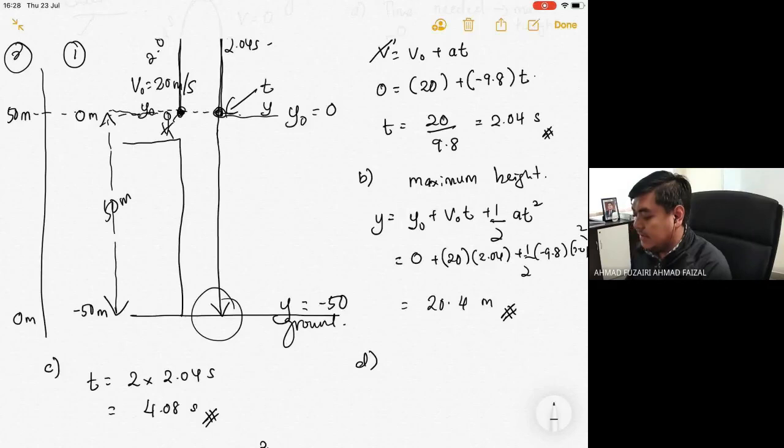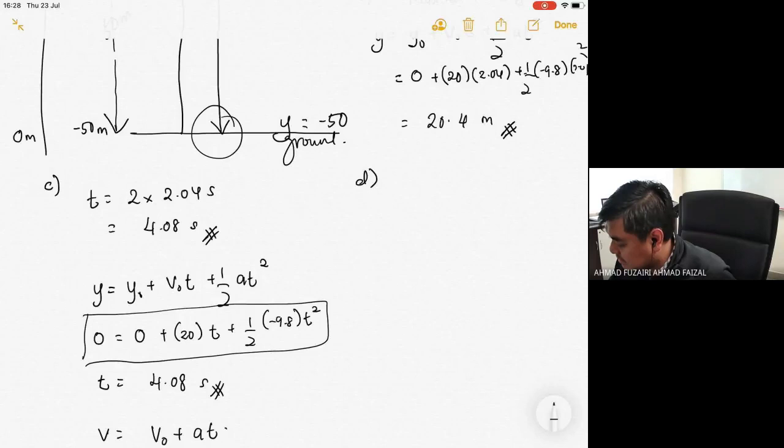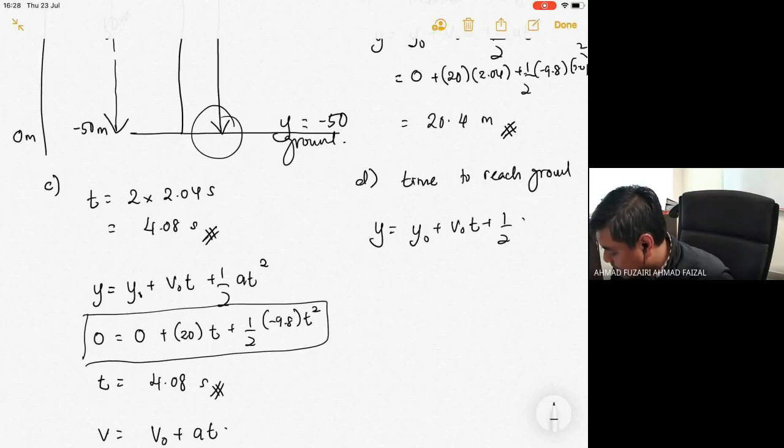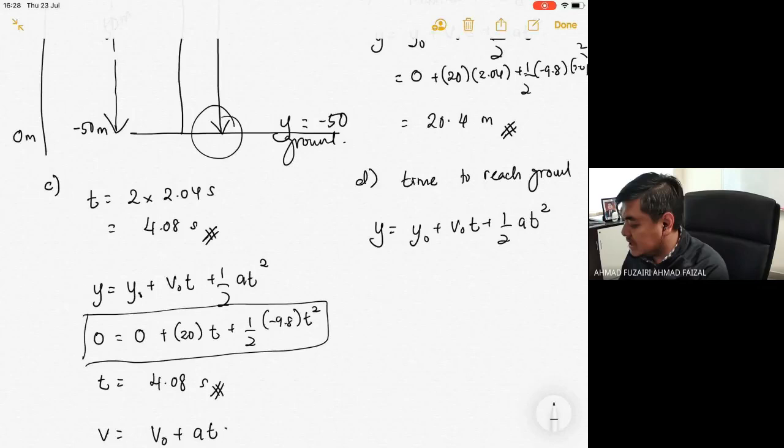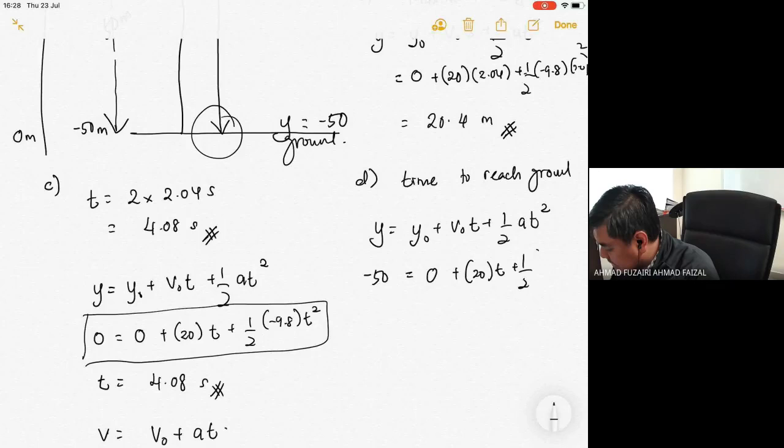So that's why we need to calculate the time to reach the ground. You can obtain y equals y naught plus v naught t plus half a t squared. Always start with the equation, because sometimes the equation will give you support in determining whether it is right or wrong. So y should be negative 50, y naught is 0 plus 20 times t, plus half negative 9.8 t squared, right?